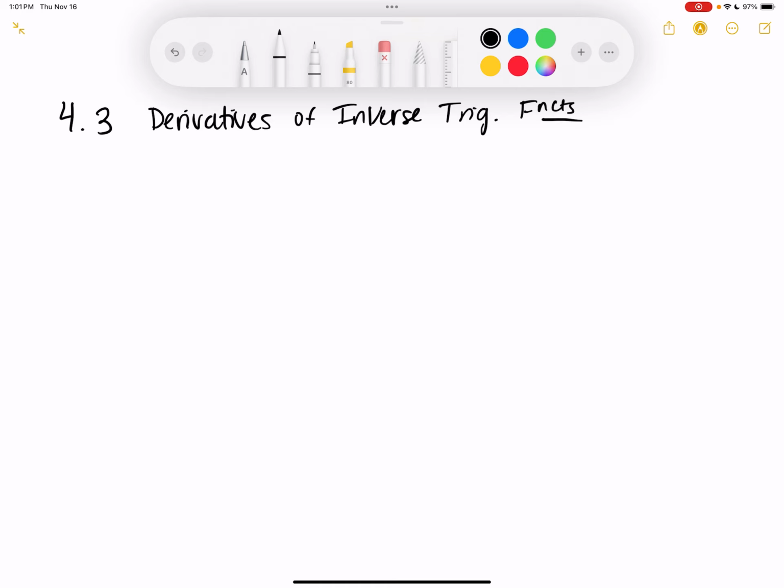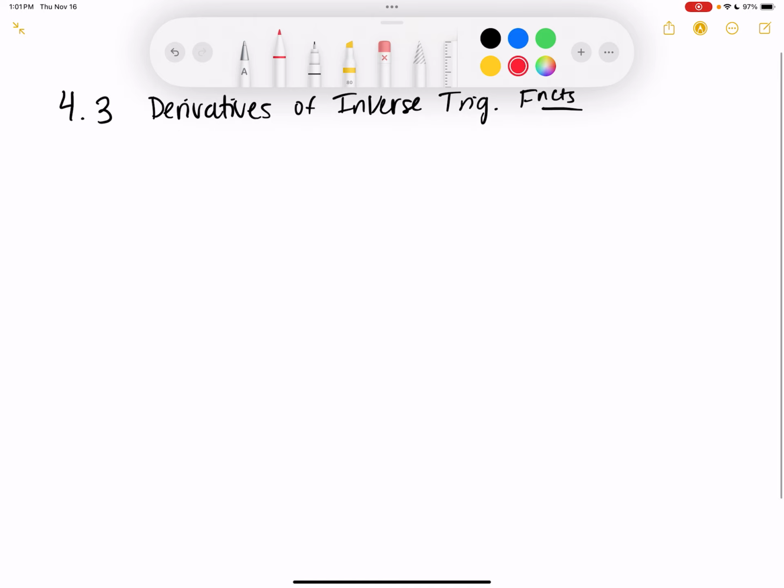Are these more like memorizing? Yeah. I'm going to derive some things for you, which is why it's so long. But yes, ultimately you'll be memorizing the 6 inverse trig functions. All right, theorem 1.